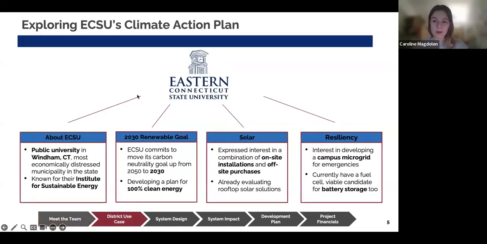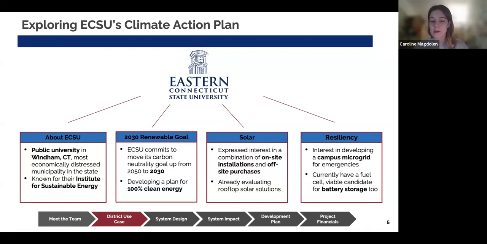So now going into more concrete details on how we brought our development philosophy to life, we want to talk a little bit about ECSU's Climate Action Plan, which was published in 2020, and how it inspired us in choosing this location. So just a little bit more detail on the district use case. ECSU is a public university in Windham, Connecticut, and it's also the most economically distressed municipality in the state. And it has been known for its commitment to sustainable energy.